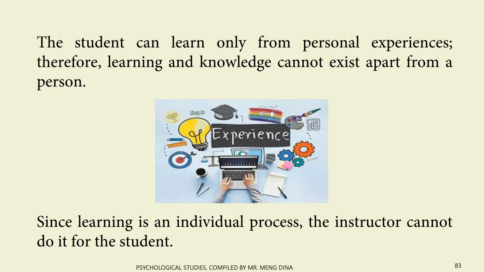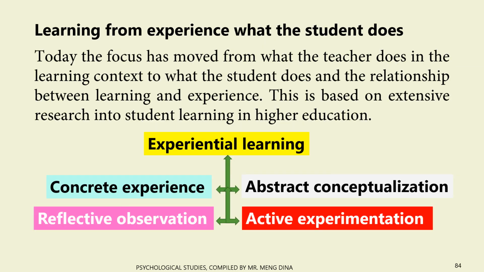the instructor cannot do it for the students. Because learning is an individual process, the instructor cannot do it for the student, because it refers to the student's imagination and experience. They are the best way to reach what students dream. Okay, learning from experience: what the student does.